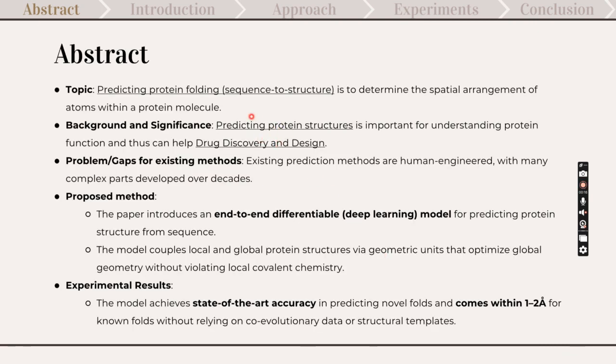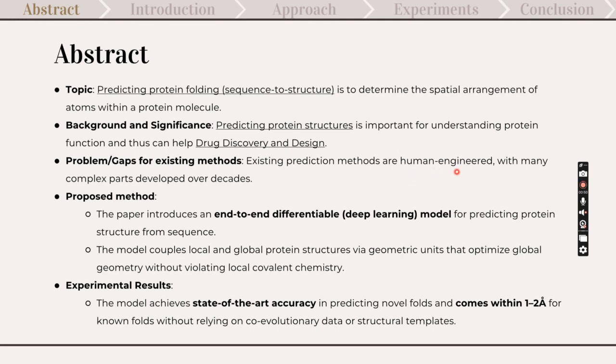The main topic of this paper is to propose a modern method for predicting protein folding. This task is to predict the 3D structure from the protein sequence. More specifically, this is to determine the spatial arrangement of atoms within a protein molecule. The significance of this task is that it is important for understanding protein function and thus can help drug discovery and design. However, there are some gaps for existing methods.